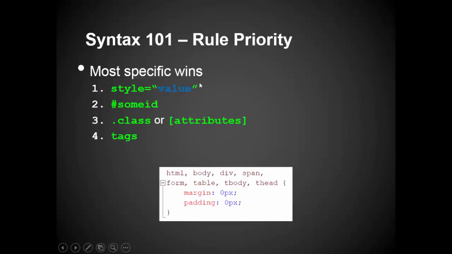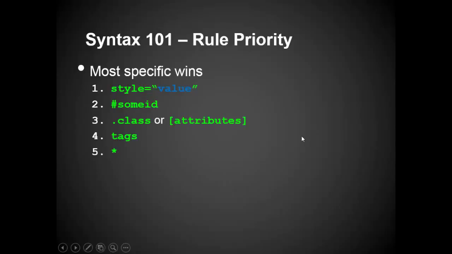Then in terms of the most specific, we have seen the inline style, the ID, the class or attribute. Then we have the HTML tags. So for example, here we are applying the style to these tags. Then finally, we have the asterisk, which means everything. We want to apply this style to every element on the page.